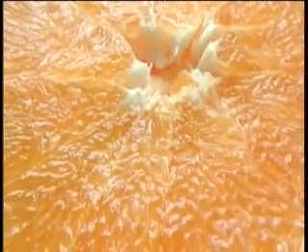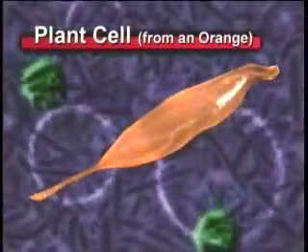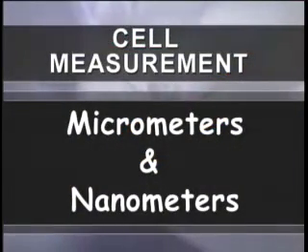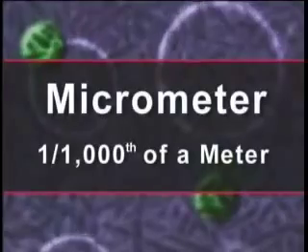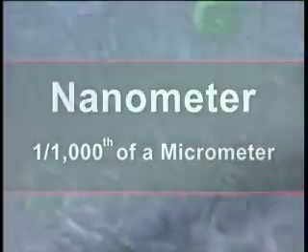Most cells are microscopic. They cannot be seen without the aid of a microscope. But if you look at a slice of an orange, you will see it is actually made up of lots of tiny sacs. These sacs are large plant cells, visible to the naked eye. Cells are measured in micrometers and nanometers. A micrometer is 1/1000th of a meter, and a nanometer is 1/1000th of a micrometer.